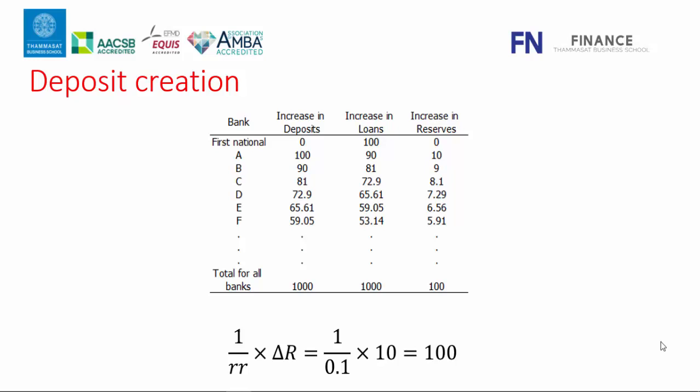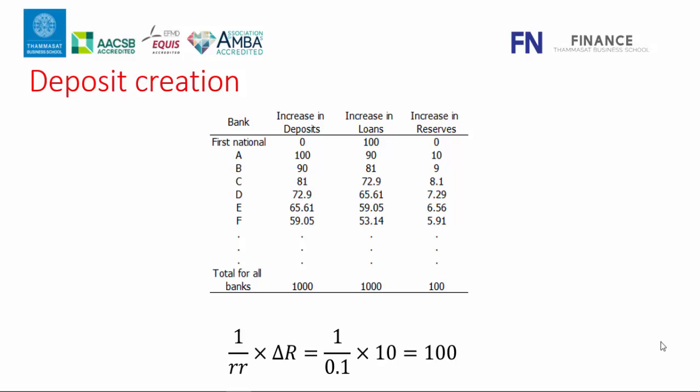For this table, the first column is bank. We start from the first bank, First National Bank, Bank A, Bank B, so on and so forth. The next columns are increase in deposits, increase in loans, increase in reserves. We can see that if we start from loans of 100 million from the First National Bank, and the First National Bank makes loans to Bank A.